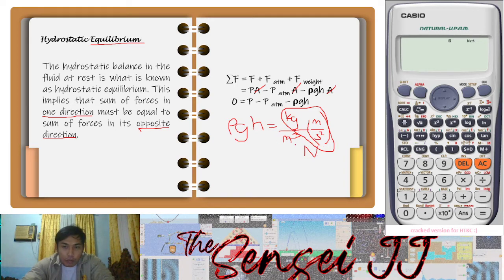So we have here a remaining cubic meter, which is newton over cubic meter. We have here the remaining component, which is the h, in meters. We can cancel this one out. We will be having a newton per square meter. What is newton? It is a force, and we have here area, or simply our pressure.